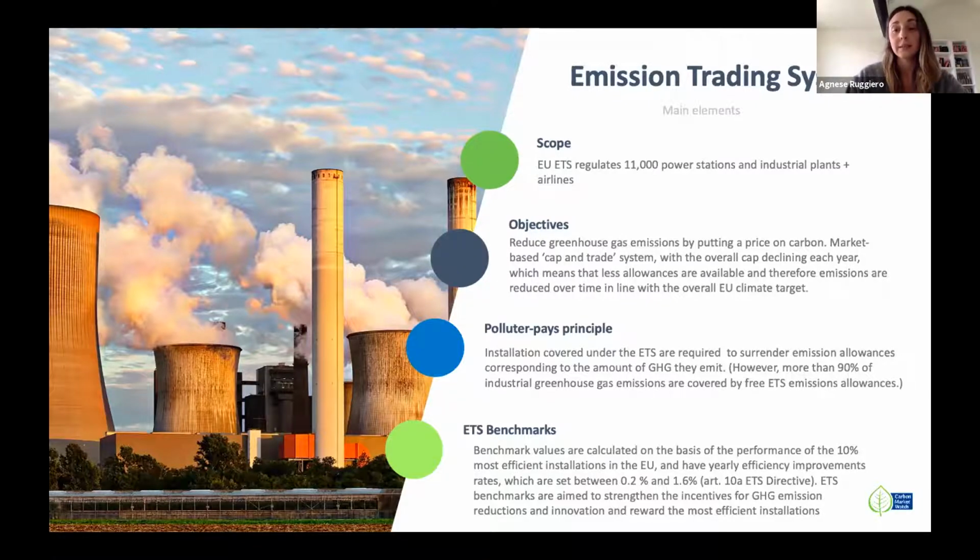It has worked less on in the industrial sector, and this is mostly due to the fact that while allowances are auctioned, so bought by the power sector, they're not all bought by industry, because still nowadays more than 90% of industrial greenhouse gas emissions are covered by ETS emission allowances.